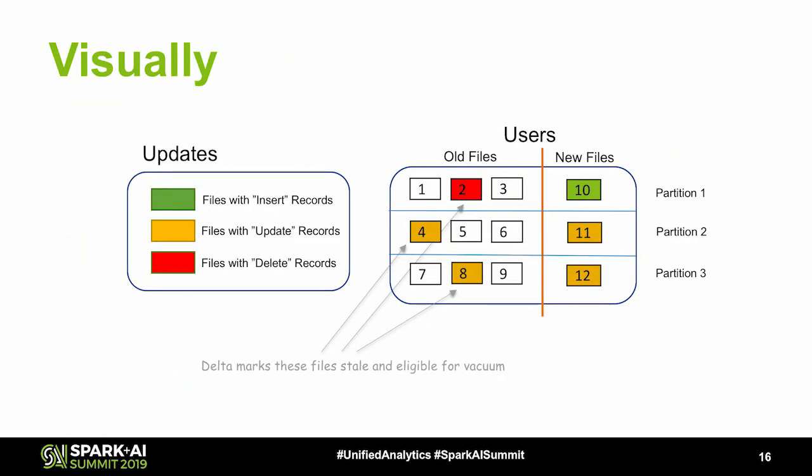Visually, this is what it looks like. The changes are on the left. You can have inserts, updates, and deletes. The merge into would take those changes, map them to files in the target. That's the files 2, 4, and 8. It will figure out that the deletes map to those files, in this case file 2. The updates map to files 4 and 8. And then it would override those files with new versions on the right, 10, 11, 12, in a transaction, and mark the old files stale.